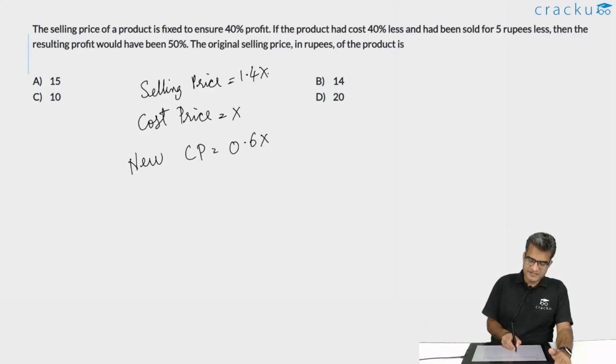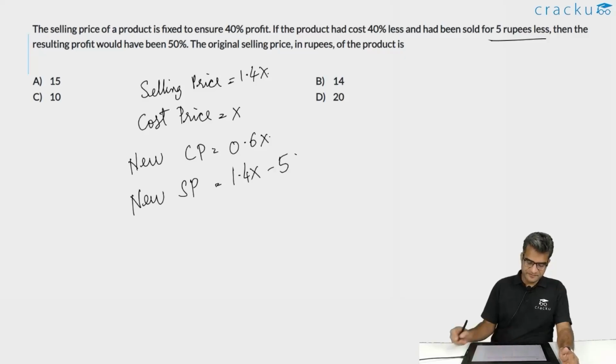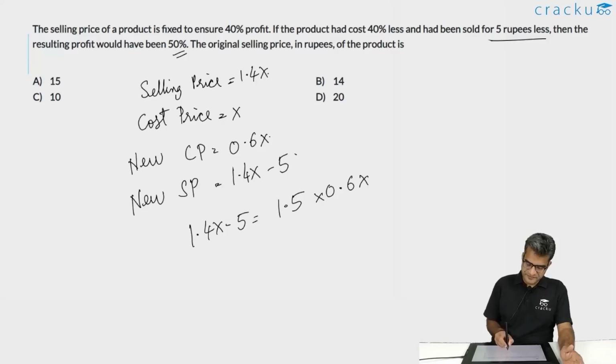This is 40% lesser than the actual cost price and sold for 5 rupees less. So what is the new selling price? The new selling price is 1.4x, which is the original selling price, minus 5. The resulting profit is 50%. This would imply that 1.4x minus 5 is 50% more than the cost price. So that is 1.5, 1 plus 50%, into 0.6x, which is equal to 0.9x.